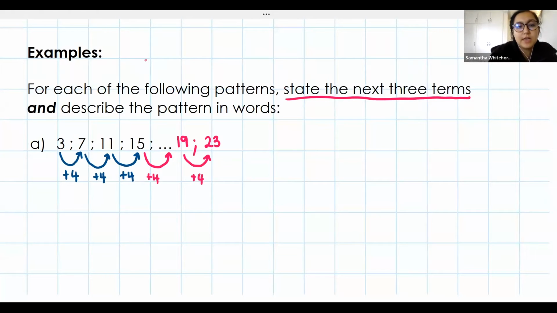So I'd get 23. And if I add 4 again, I get 27.